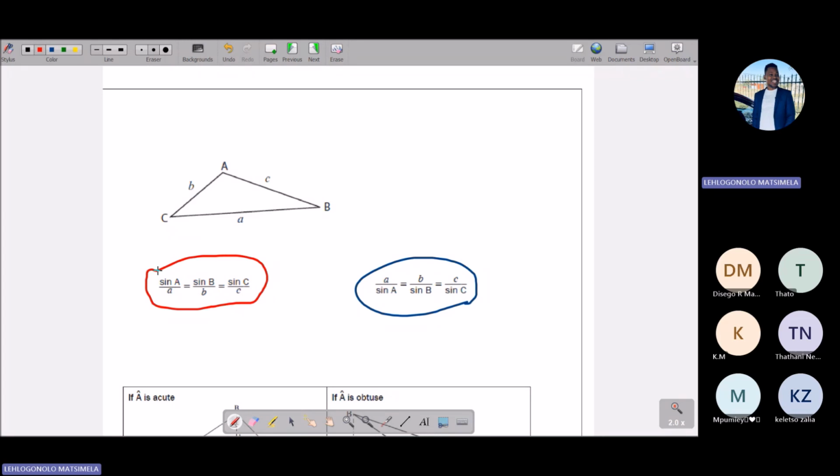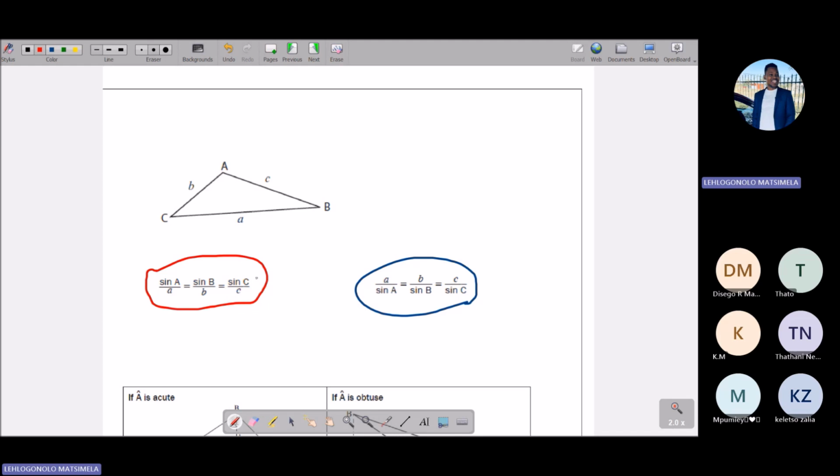So you just start here: when the angles come on top, the sides come at the bottom. Here, the sides come on top and the angles come at the bottom. The answers at the end are the same, because the ratio you get here and here will be the same values. So it depends on which one they taught you at school, but they all work.